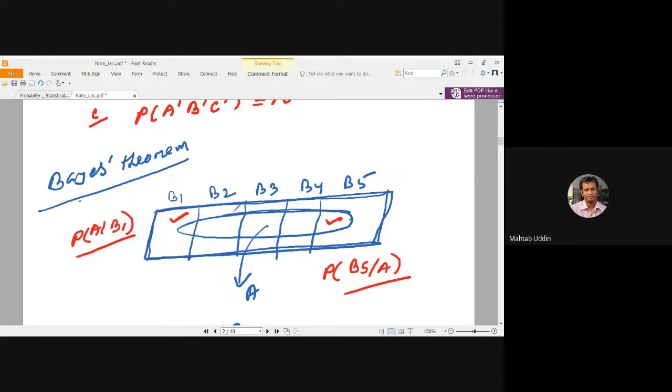What I have said: you have 5 trees and on each tree there is a possibility to get a sweet mango. Am I right? Yes, sir. So P of A by B1 is a sweet mango from the first tree. Similarly, A by B2 is a sweet mango from the second tree. Similarly, you can take sweet mango from all of the trees. So you know the probability of getting sweet mangoes. But one person taking a mango doesn't know the actual probability. He already got a sweet mango.